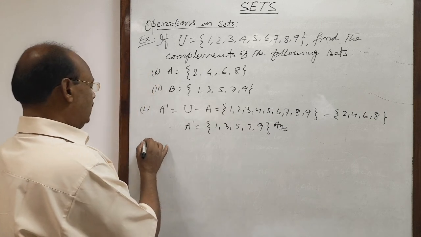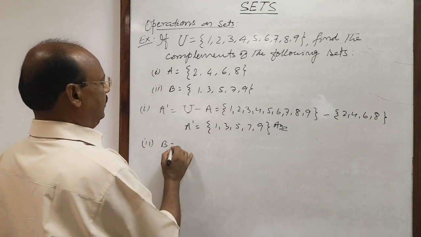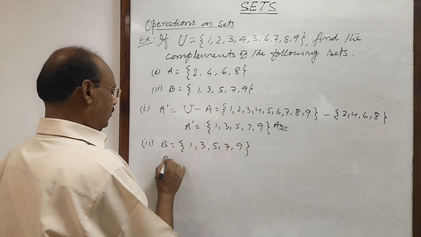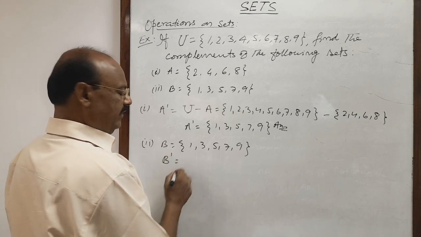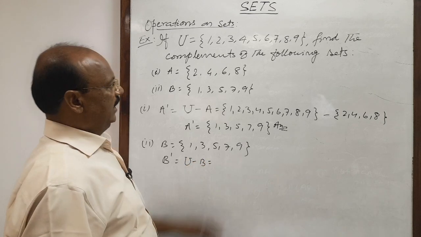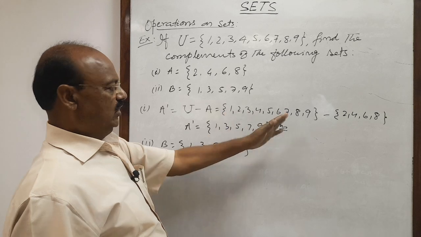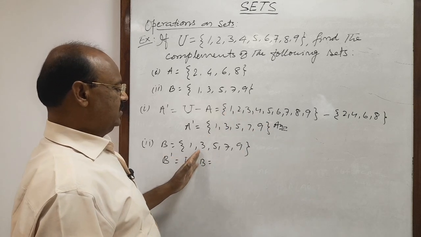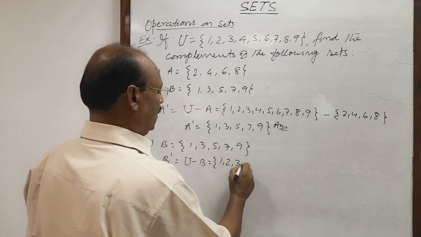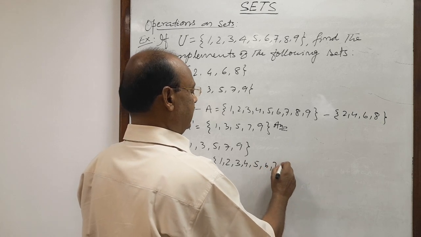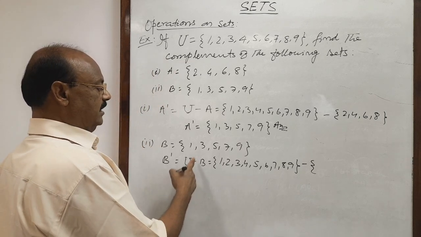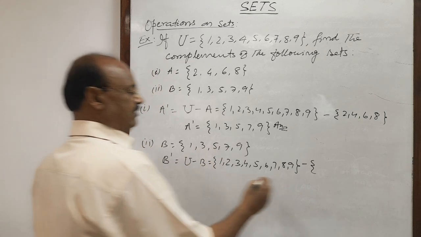Similarly, in the second part of this question, set B is given having elements 1, 3, 5, 7 and 9, and we have to find B complement. So B complement, as we discussed, is the universal set minus set B. The universal set is the natural numbers from 1 to 9, and set B has elements 1, 3, 5, 7, 9. So from the universal set having elements 1, 2, 3, 4, 5, 6, 7, 8, 9, we have to subtract set B, having the odd numbers only: 1, 3, 5, 7, 9.